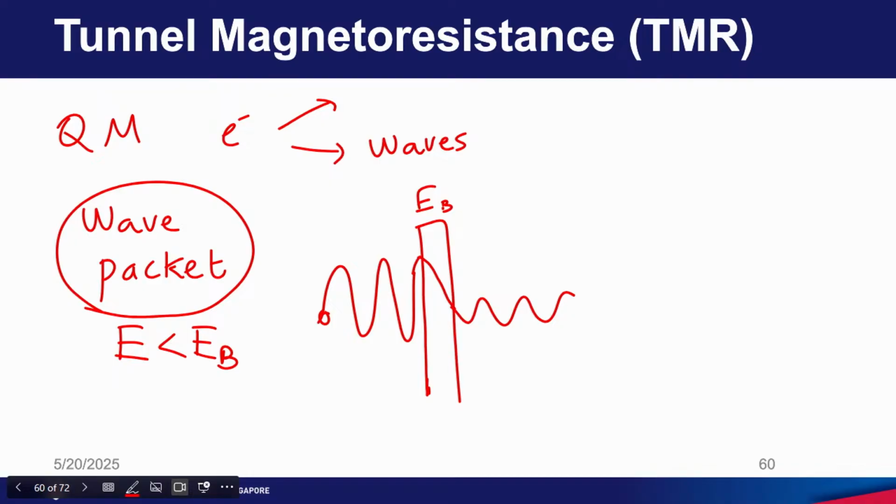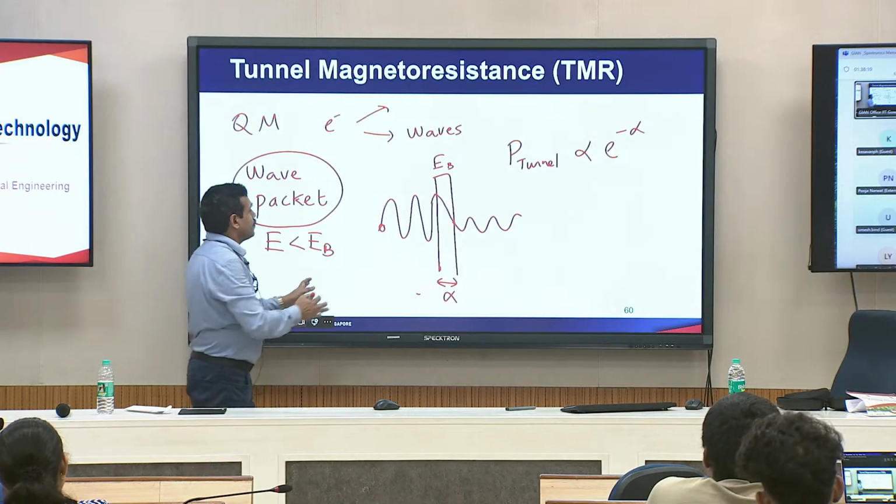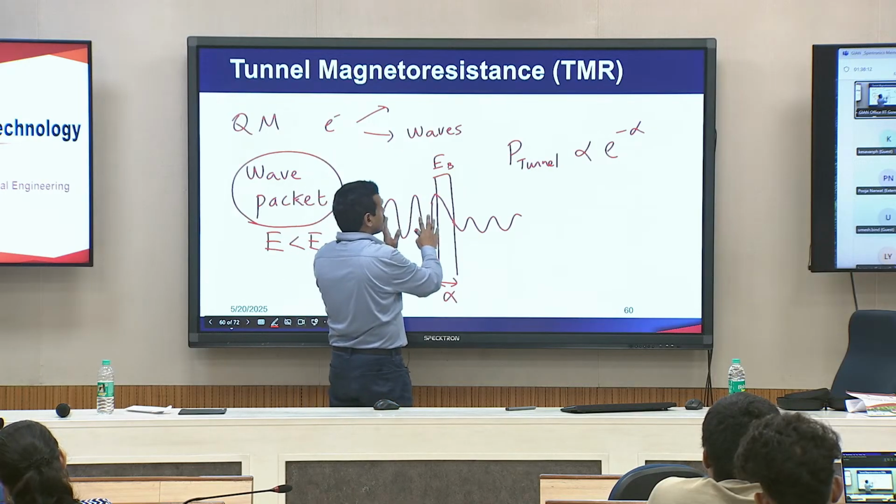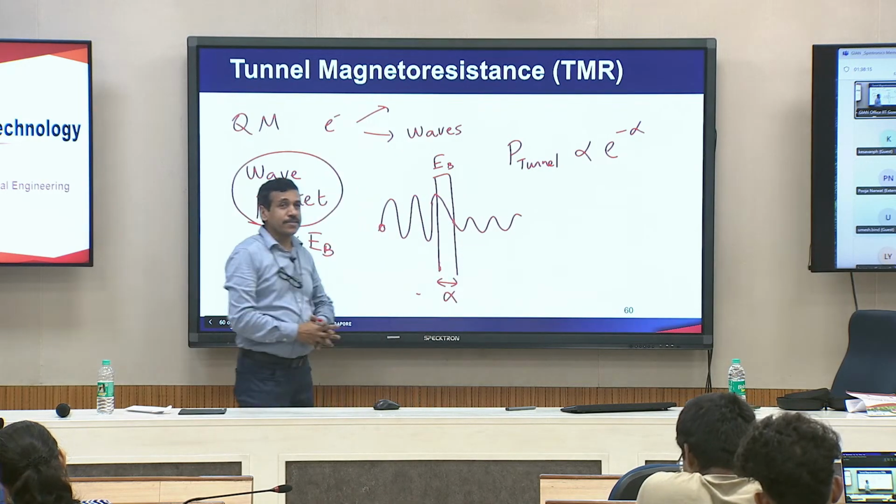So, when you have a thin energy barrier, for example, let us say alpha is the thickness of this energy barrier, the probability of this electron to tunnel... I do not remember the formula, I think it is something like this. Okay. So, if alpha is small, there is a probability for the electron wave function to go to the other side.